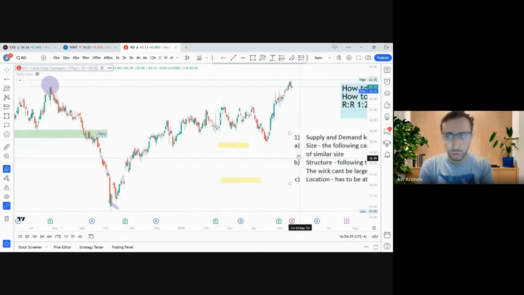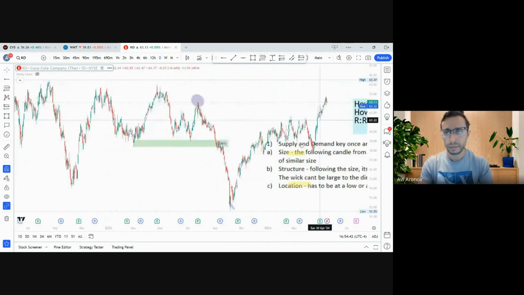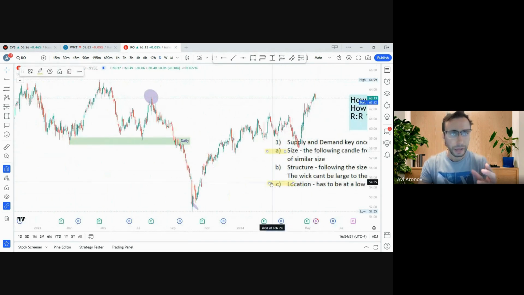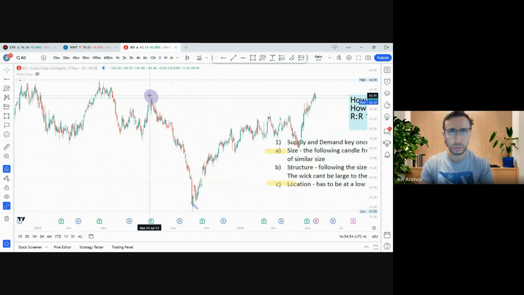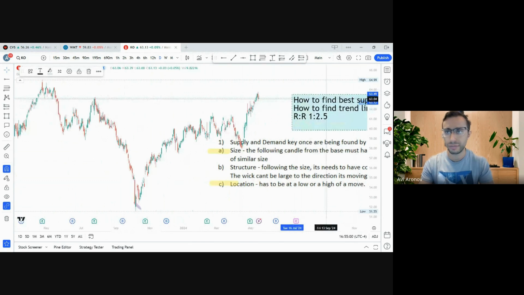Okay, so this is towards the size, the structure, and the location. I hope it helps you to understand how you look for those things. If you have any questions, please feel free to ask. I will be more than happy to elaborate on that even more.